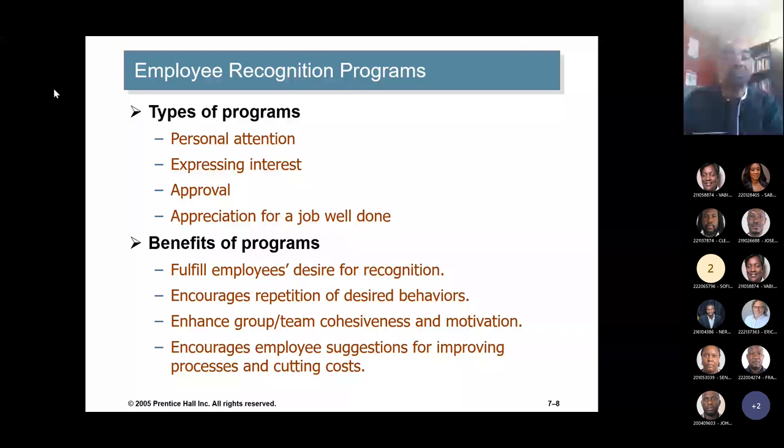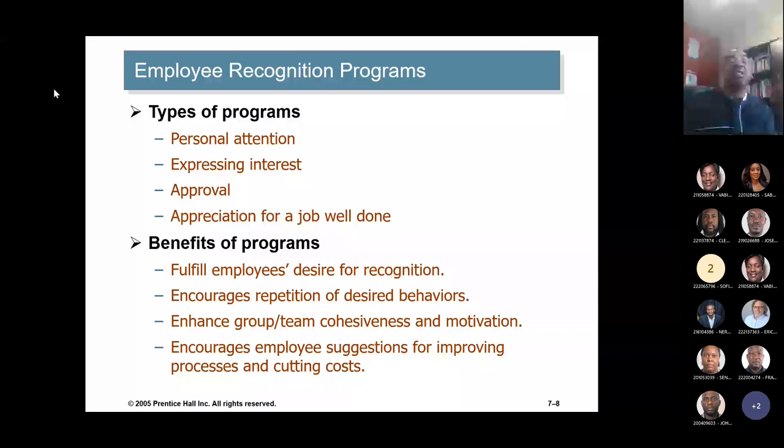Another benefit is that it encourages repetition of desired behavior. When you recognize employees, whether by praising them, like I was giving an example of how mothers praise children first, eulogize them before sending them on an errand, and they cannot refuse. When you recognize them with a certificate, with thanks, or by tapping their backs and saying, "Oh, you did well. Keep up the good work," it encourages that person to repeat the desired behavior.